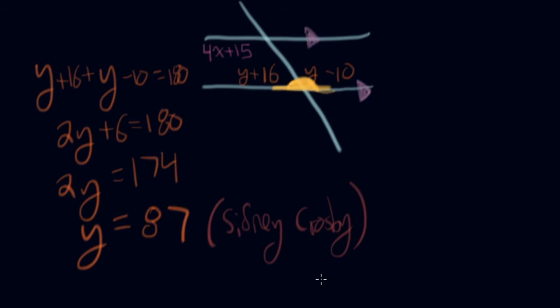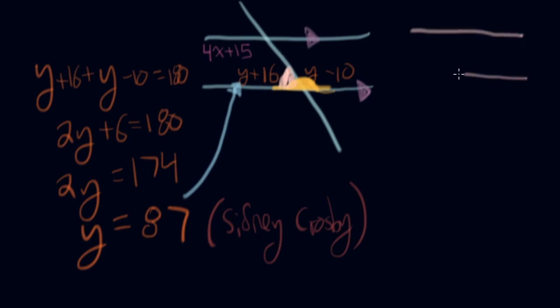So y is going to be 87. Excellent. Then what you have to do is put this handy dandy 87 right where y is. So what is 87 plus 16? 87 plus 16 is going to give you 103. So you now know that this whole angle here is 103.